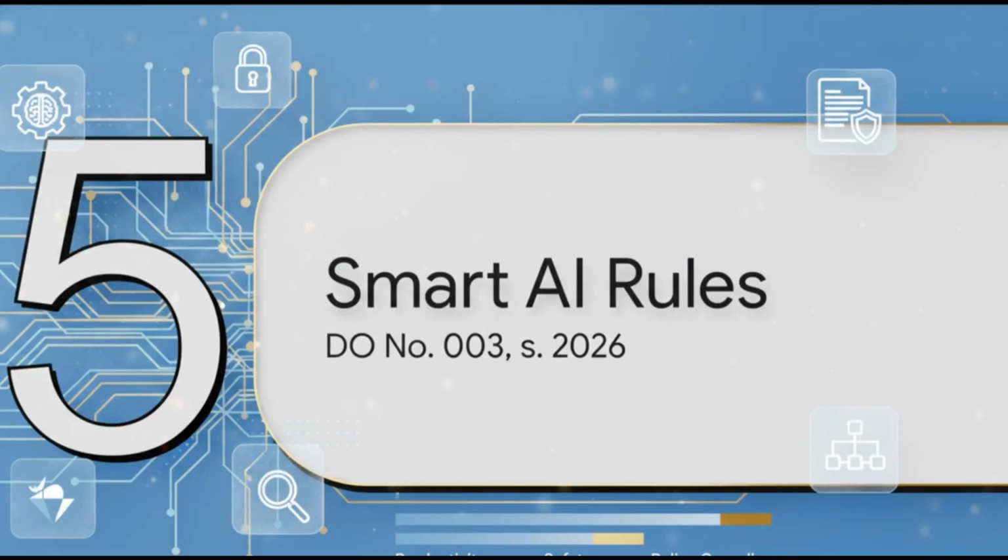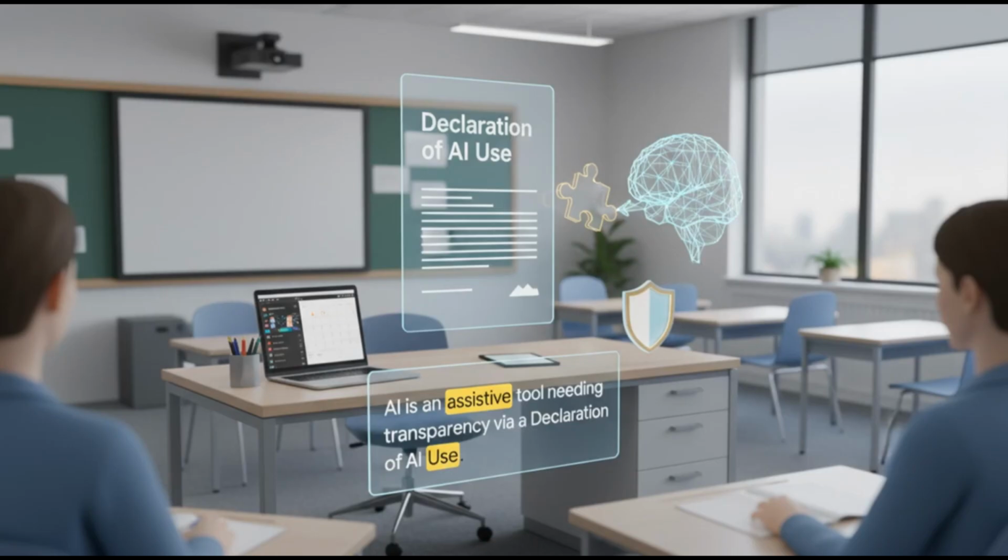Finally, let's look at Smart AI integration rules, Assistive Tech under DPAD order number 3. We absolutely must discuss technology. Under DepEd's guidelines, artificial intelligence is officially recognized as an assistive tool. And honestly, it's a fantastic productivity multiplier. You can use it to instantly generate ideas for learning targets, brainstorm discussion questions, or draft complex rubrics for your reusable banks. But as educators, we have to apply our pedagogical discretion.